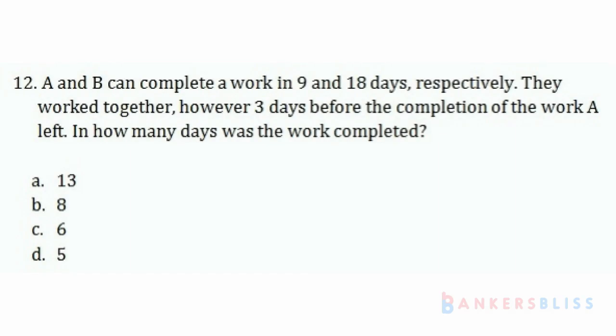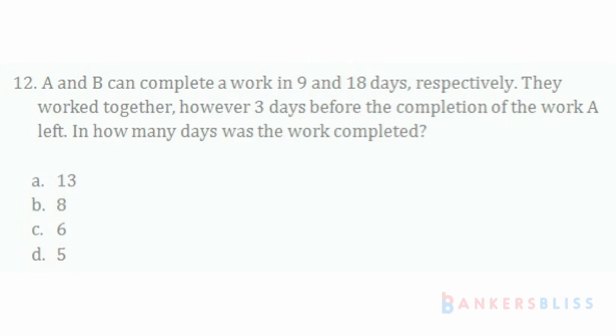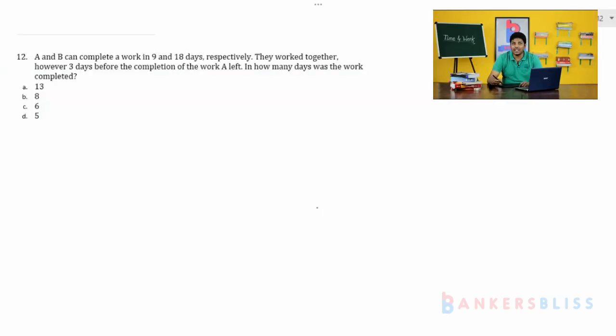A and B can complete a work in 9 days and 18 days respectively. They work together. However, 3 days before the completion of work, A left. Before completion of the work, A left means the last pending work is completed by B in 3 days.